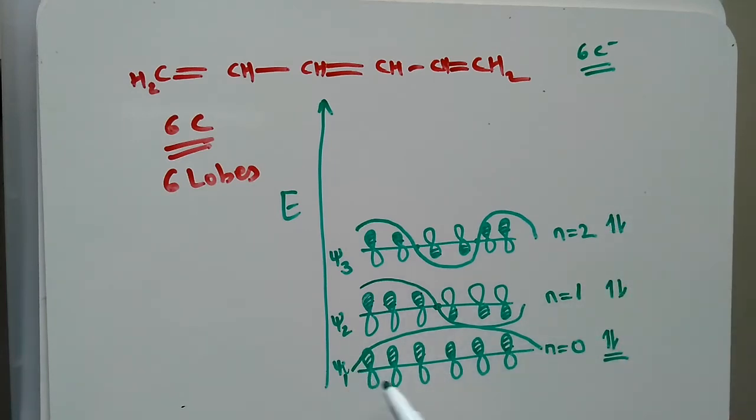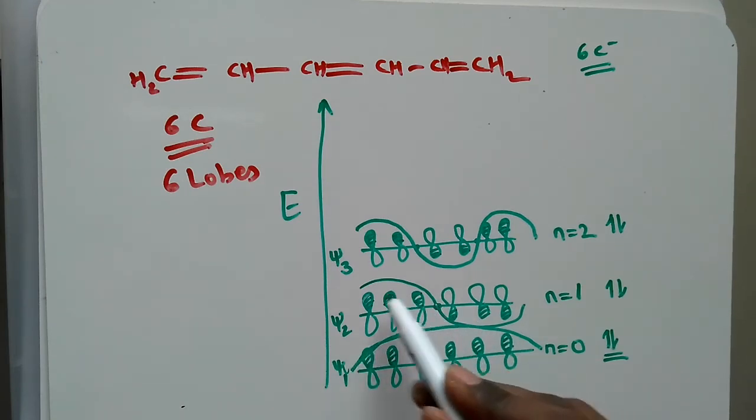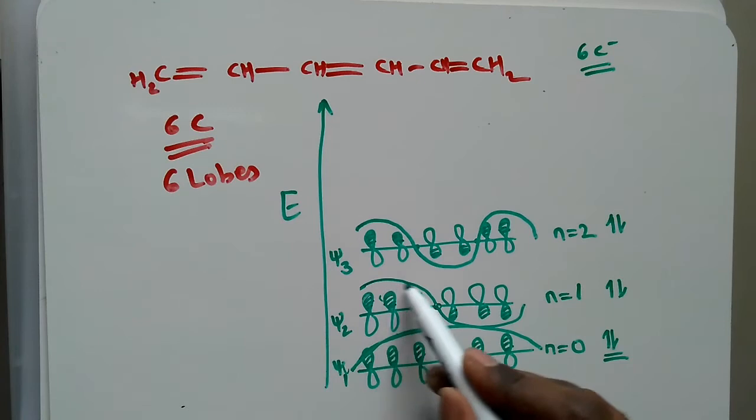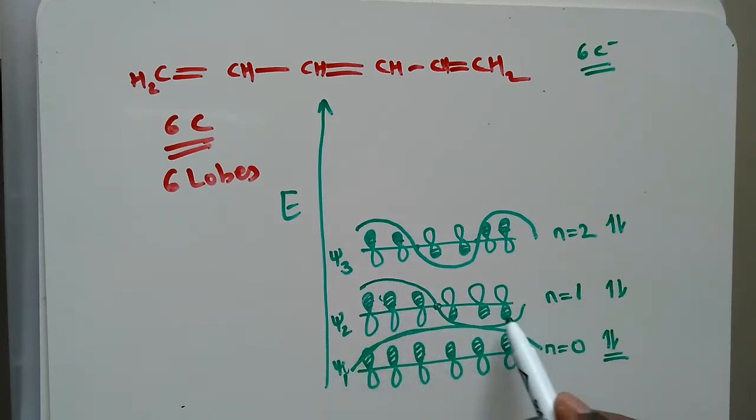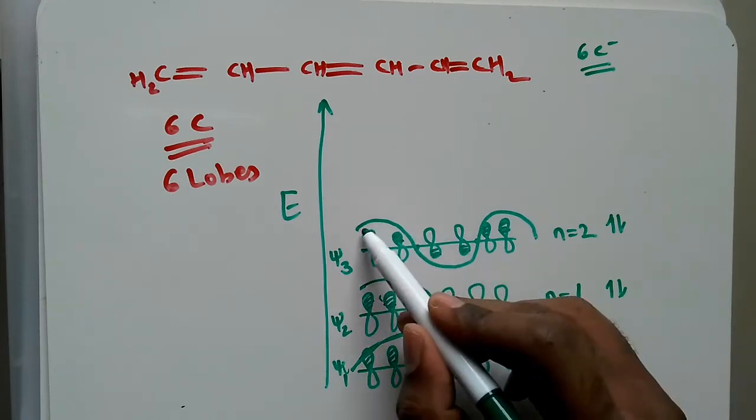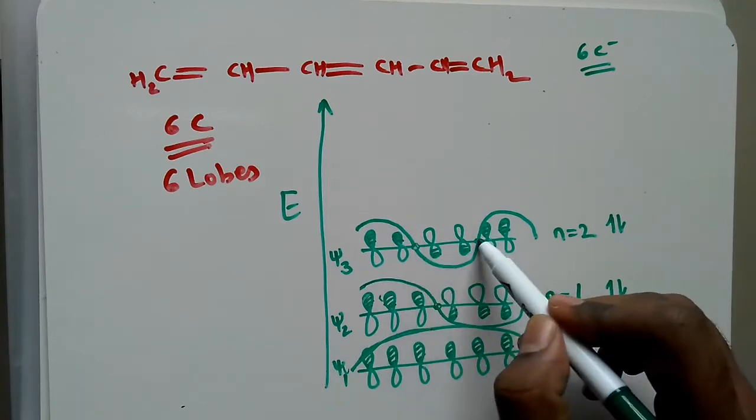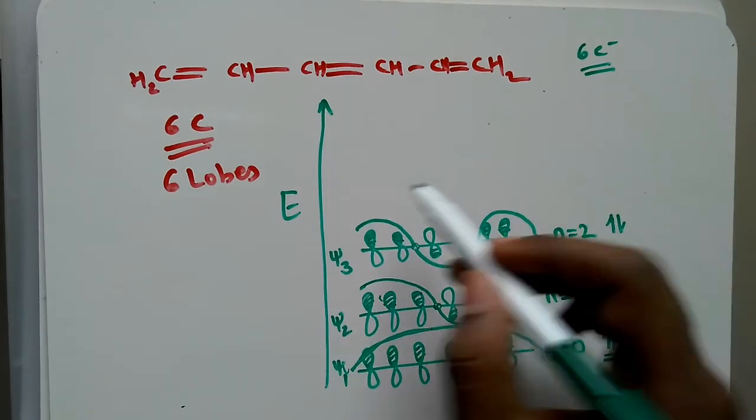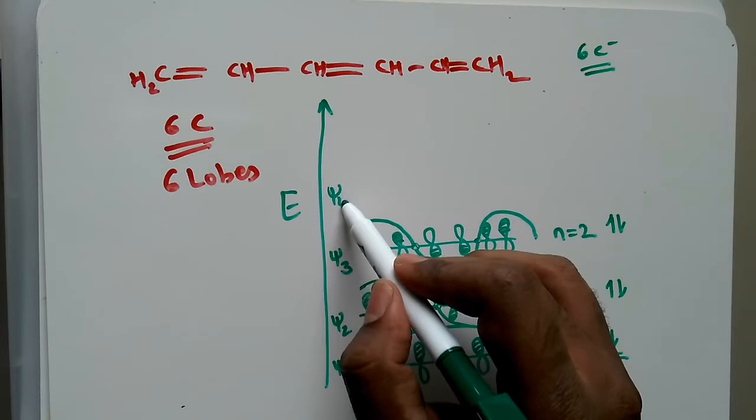In psi1, there is no node. In psi2, we have one node over here, where there's a break in the phases. And in psi3, it will be 2 nodes. Nodes are over here.